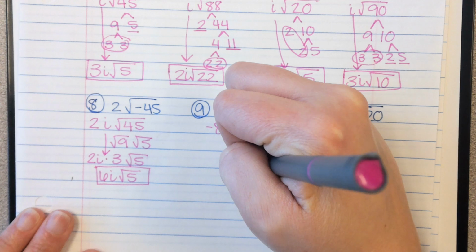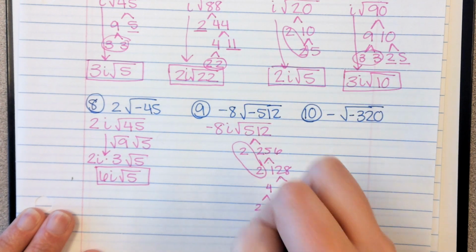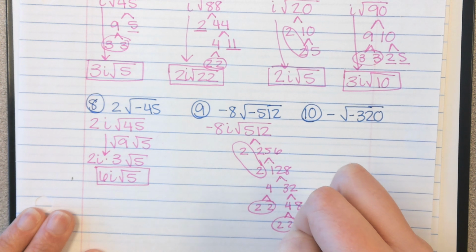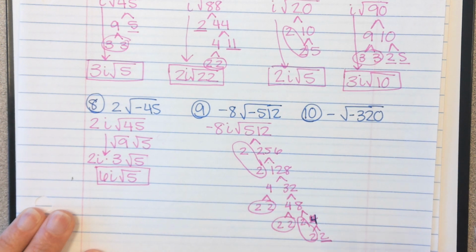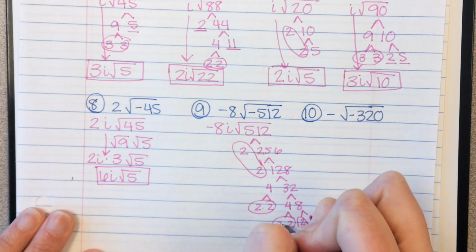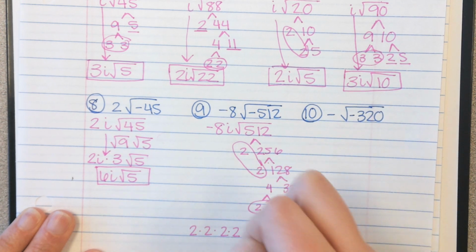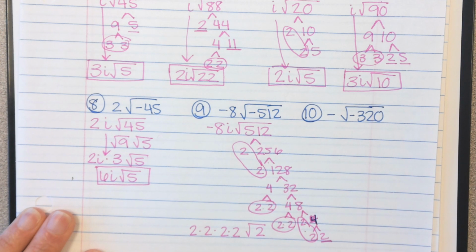So let's find some pairs. Here's a pair of 2s. Here's a pair. Here's a pair. And here's a pair, and then there's one left over. So that's 1, 2, 3, 4. So 2 times 2 times 2 times 2, and then I have a 2 left over.